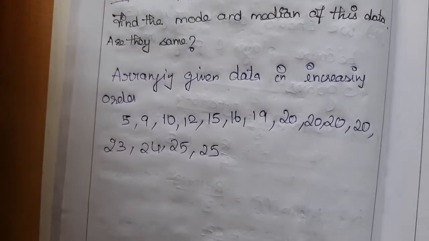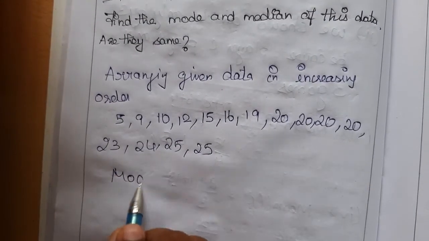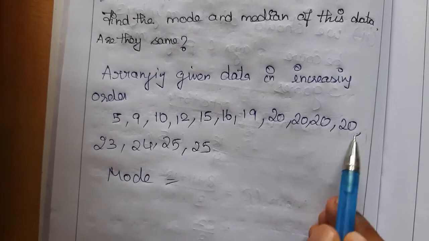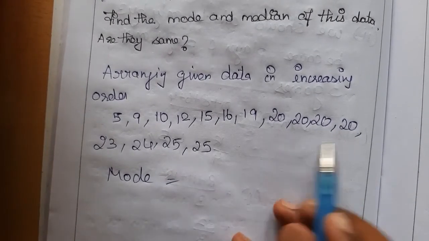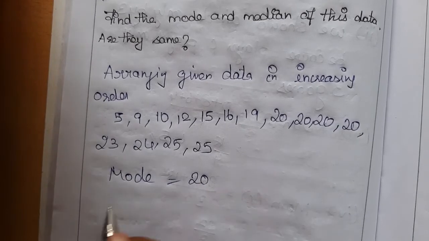So now we can write the mode. What is the mode here? Most repeated. The 20 is the most repeated, right? It's repeated 4 times. 25 only 2 times repeated, but 20 is the most. So mode is 20.